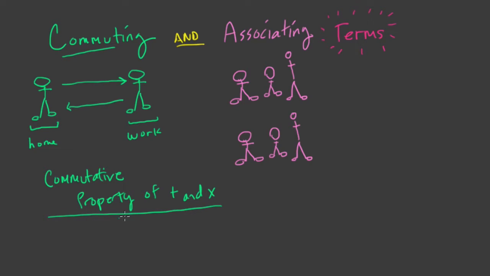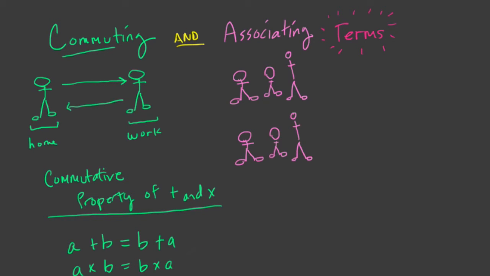So the commutative property of addition and multiplication says you can take terms, let's say a and b, and add them in either order. You can commute them back and forth, and the value won't change for addition and multiplication.